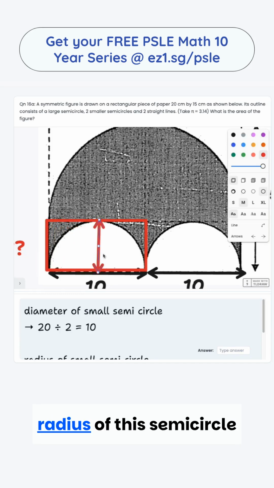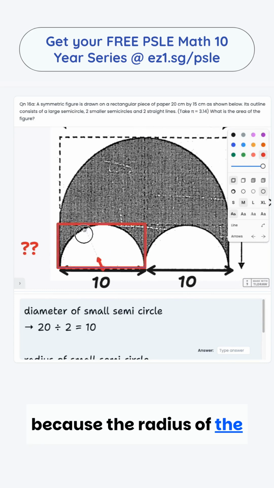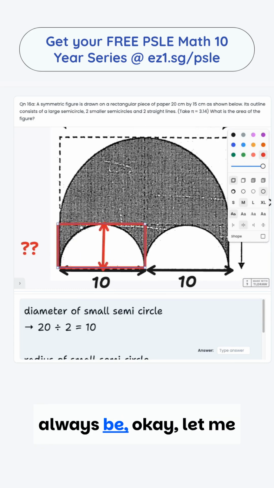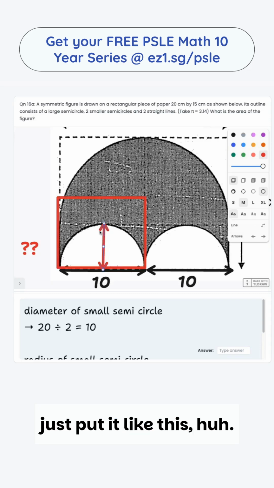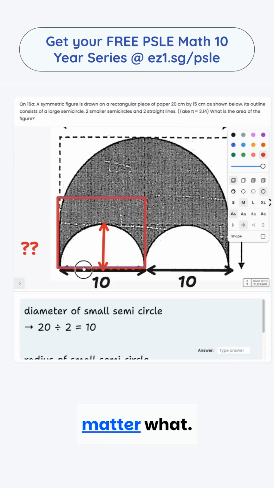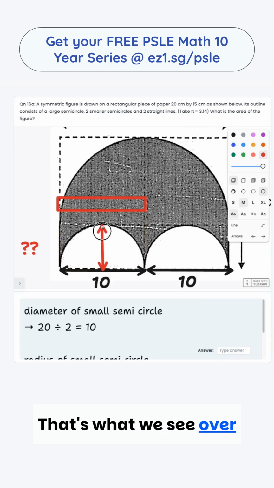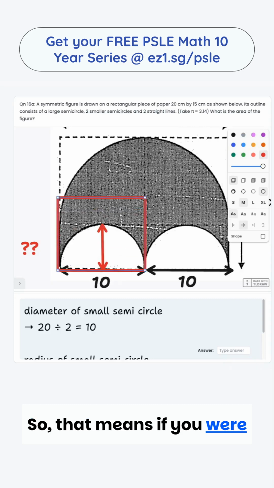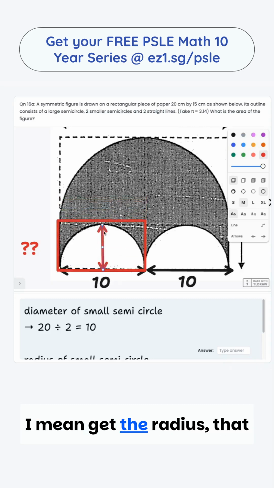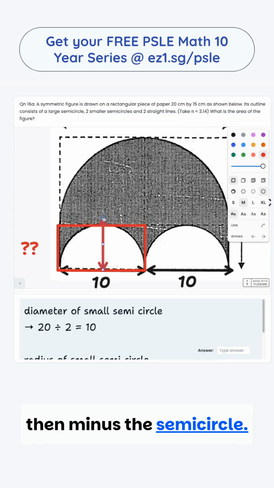If you look closely, the height of this rectangle is the same as the radius of this semicircle, because the radius of the semicircle will always be the same length no matter what, as what we see over here. So if we get the radius, we can calculate the rectangle area and then minus the semicircle.